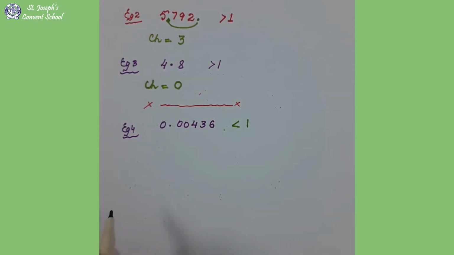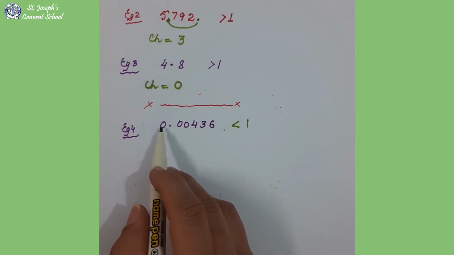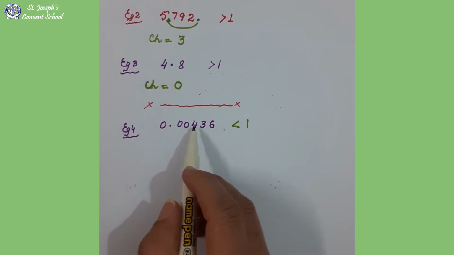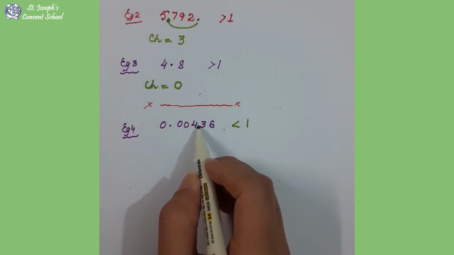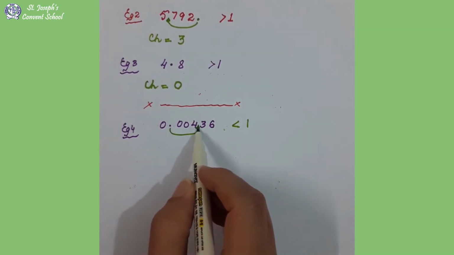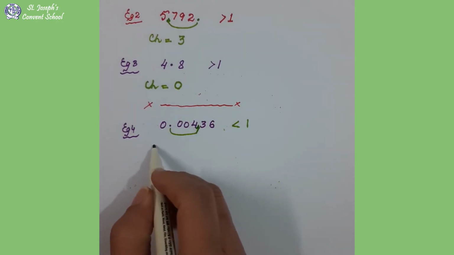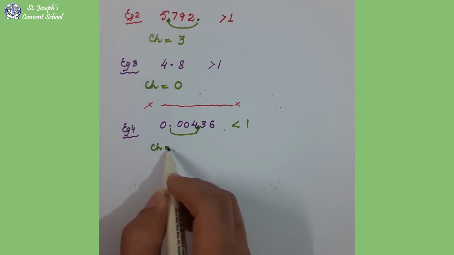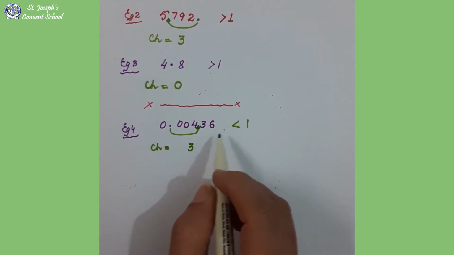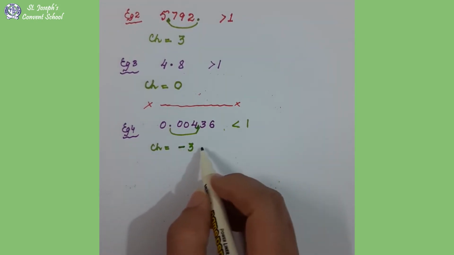Okay, now the rule is same. Shift the decimal after the first non-zero digit. This is 0, this is 0, this is 0, 4. 4 is the first non-zero digit. This is not 0, this is 4. So you will shift the decimal after 4, after the first non-zero digit. So from this place till the new place, now how many numbers are these? 1, 2, 3. So the characteristic here in this case is 3. How many places you are shifting? 3 places. Now the number is smaller than 1, less than 1, it means that the characteristic is -3.